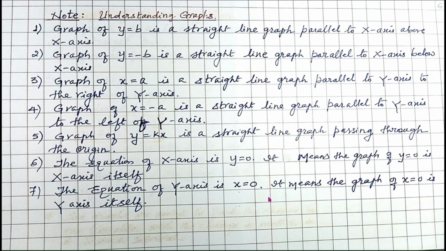The equation of the y-axis is x is equal to 0, because at every point on the y-axis x is equal to 0, and it means that the graph of x is equal to 0 is the y-axis itself. So remember that.